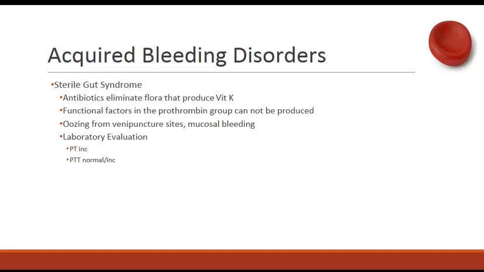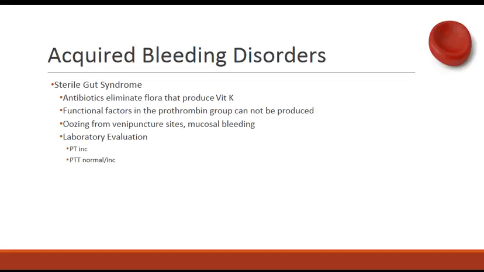Okay, sterile gut syndrome. Notice it says sterile gut. This is seen in patients who are on antibiotics for usually a long extended amount of time, and they're usually strong antibiotics. And the antibiotics destroy the normal flora in the intestines. We need the normal flora to make vitamin K. The vitamin K is needed in clots.